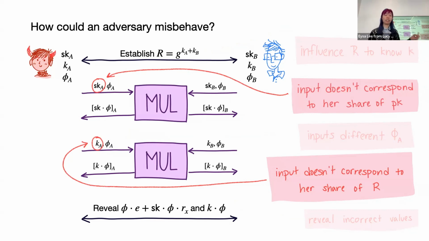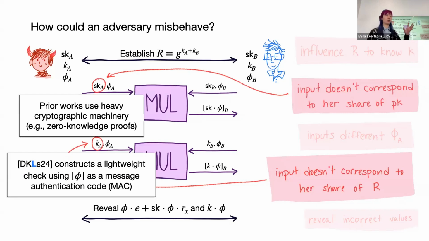The interesting question here is how to make sure that Alice is using the right share of the secret value, using the right share of this K value. A lot of prior works, in order to enforce this consistency, would use heavy cryptographic machinery like zero knowledge proofs, which add a lot of computation time, or possibly add rounds.